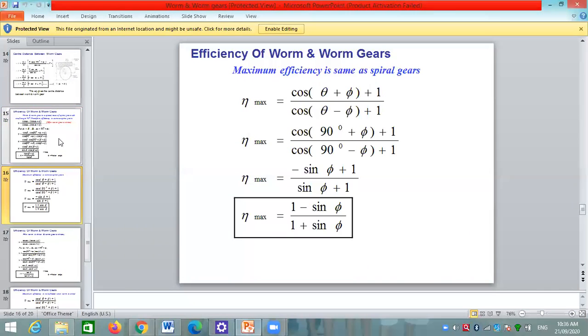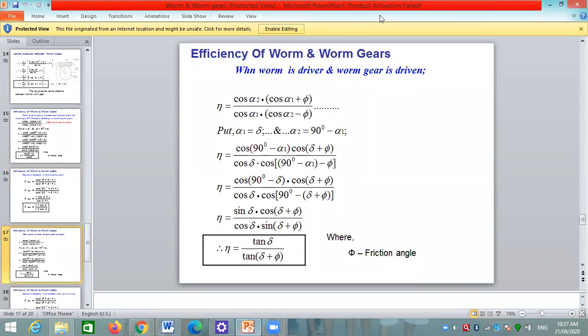Okay, then if we move further, this is the maximum efficiency in the case of a spiral gear. The maximum efficiency of the spiral gear is equal to 1 minus sine of phi divided by 1 plus sine of phi, where phi is the friction angle. Okay, then what is the maximum efficiency of the worm and worm gear?